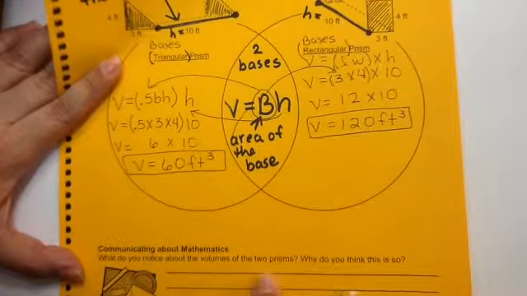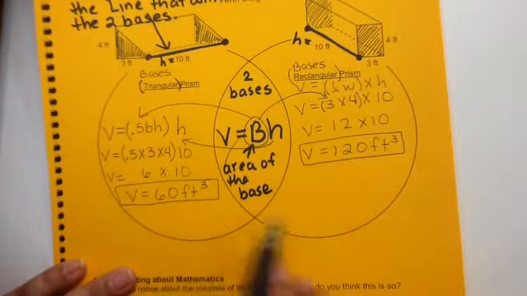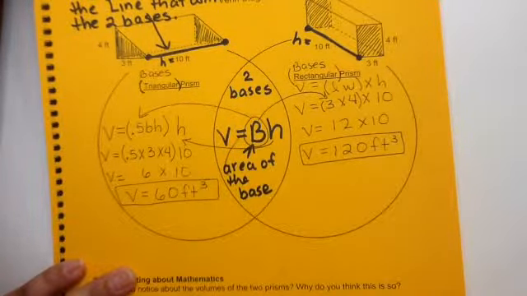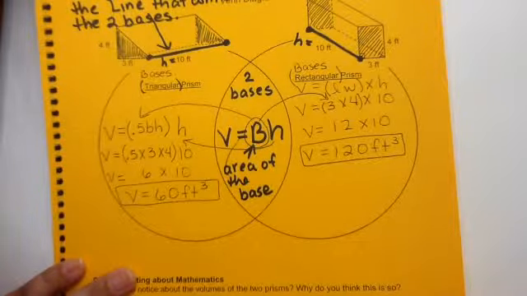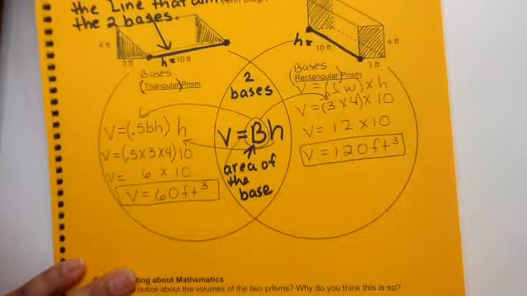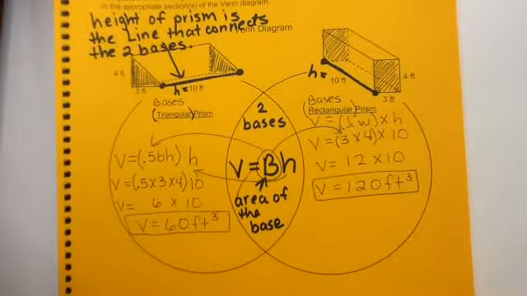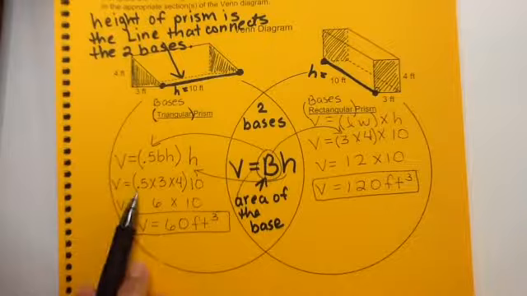Down here at the bottom it says, what do you notice about the volumes of the two prisms? Look at the answers, the volumes of the two prisms. Huh? They're divided by 2, both of them? 120 divided by 2 equals 60. It's half. Okay, so why do you think that is? Because of the 0.5?